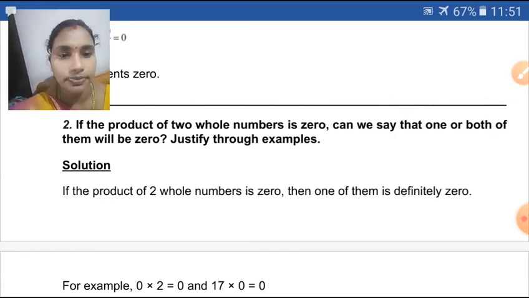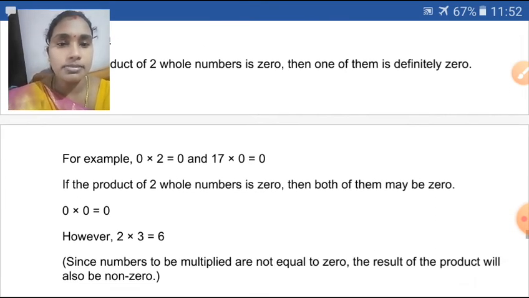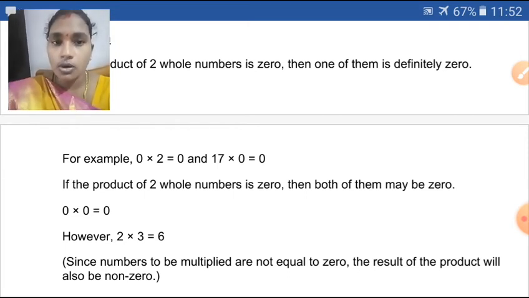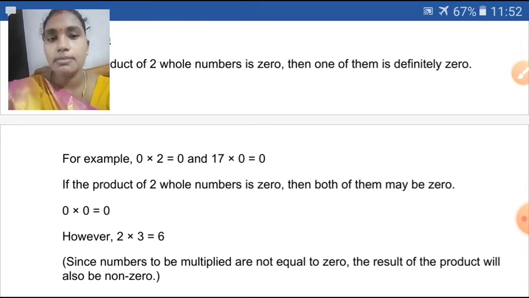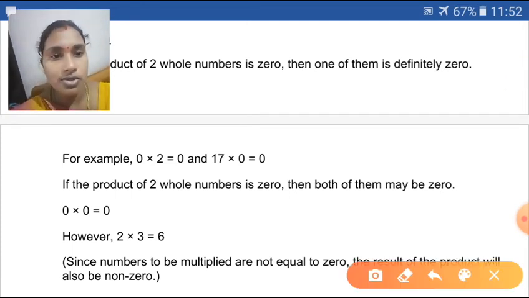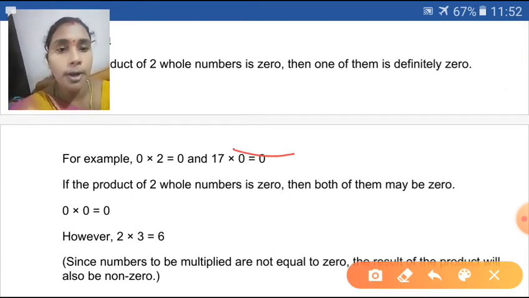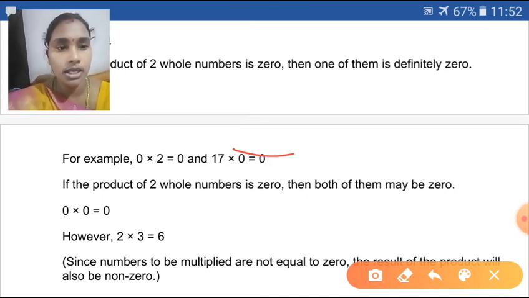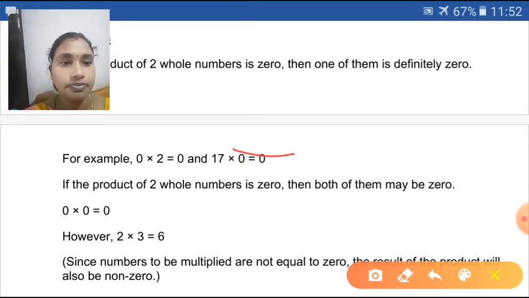Justify the answer. So let us take two examples. 0 into 2 is equal to 0 and 17 into 0 will give you 0. Yes, of course, 0 when you multiply it by 2 will give you 0 and 17 when you multiply it with 0 will also give you 0. So if the product of two whole numbers is 0, then both of them may be 0 is the answer. Fine.